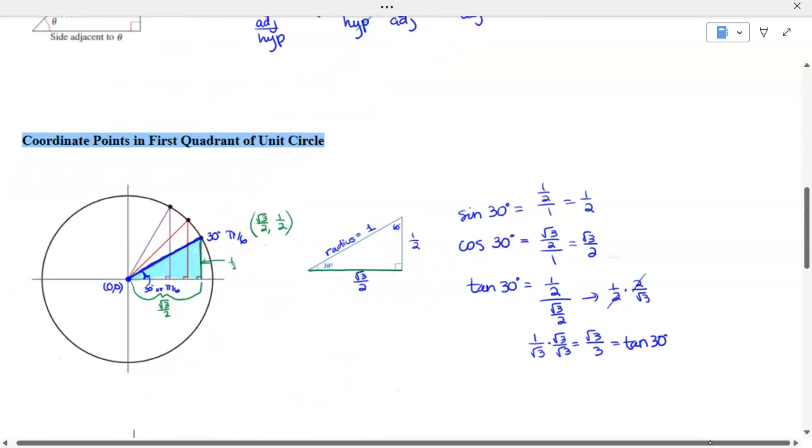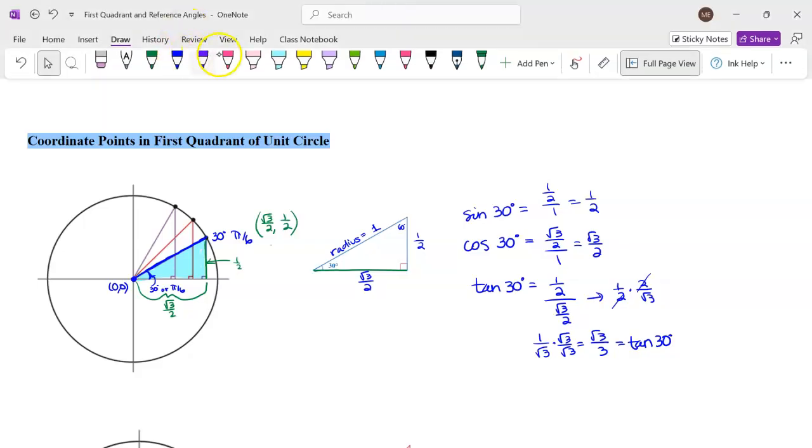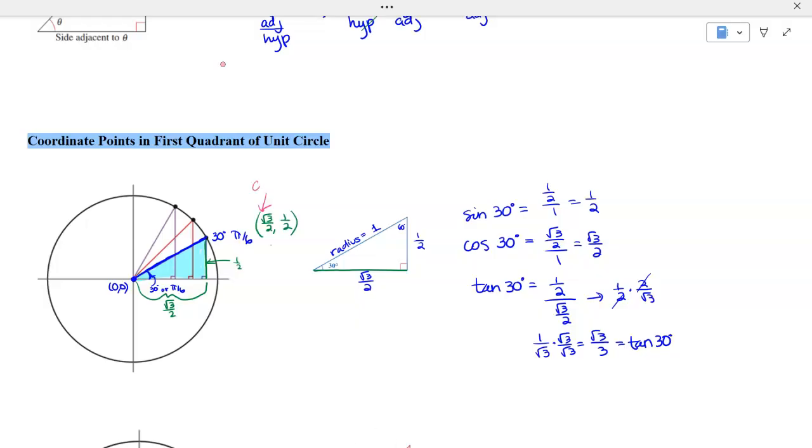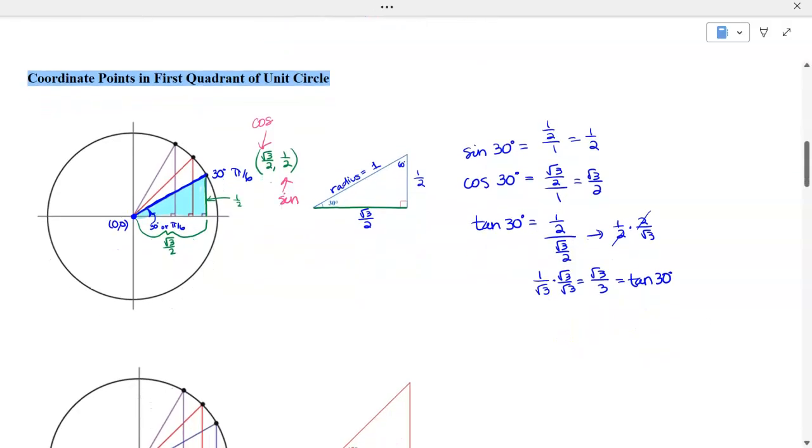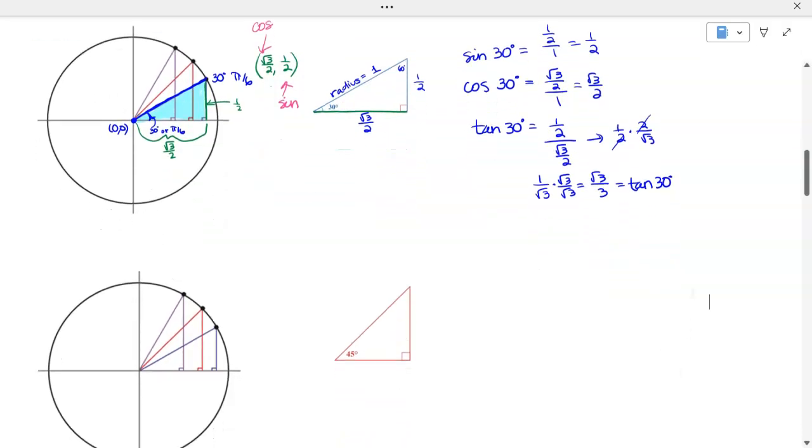Now, what I want to point out to you here, we said that the coordinates of this point on the unit circle are square root of 3 over 2, comma 1/2. And you notice here that the x value is the same thing as our cosine, and the y value is the same thing as our sine. So now we know that the x value of this coordinate represents our cosine, and the y value represents our sine. So remember, before we had said if we are trying to find the tangent, we could just put the sine over the cosine. So if you know the coordinate, you could find the tangent.